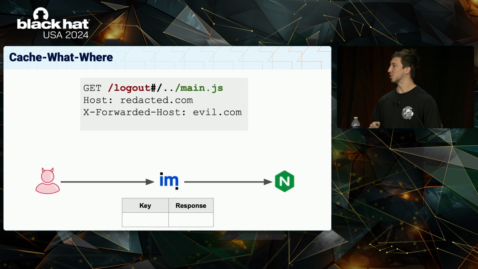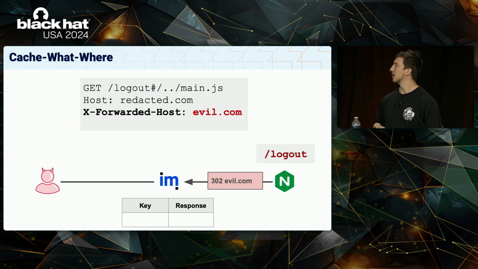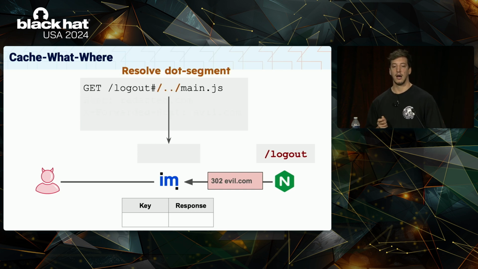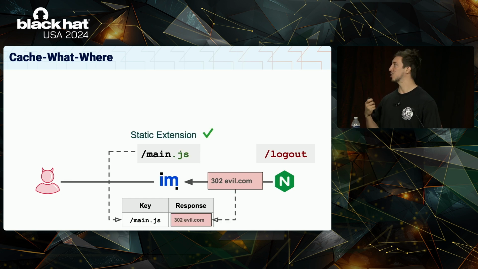I'm going to show a demo using Imperva and Nginx. The idea, again, is to include a URL that starts with the malicious endpoint, in this case, logout. This will include the X-Forwarded-Host header to generate a malicious open redirect response. Now, as the cache proxy, in this case Imperva, is normalizing the path, it will think that this response should be stored in main.js. And as main.js has a static extension, it will think that this is a static resource and it will be stored in that place.